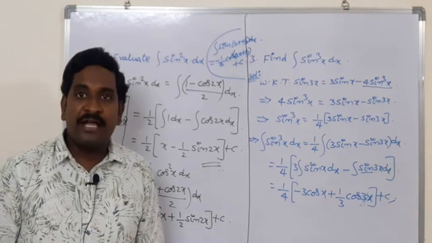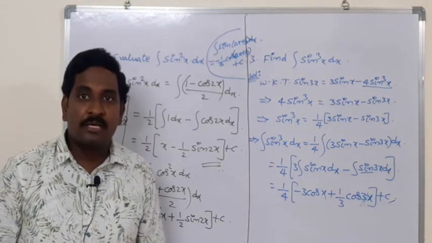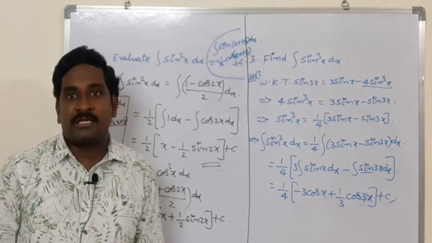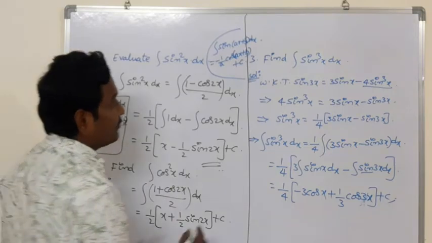Similarly, you can find integration of cos cube x, because you can obtain the cos cube x formula from cos 3x. Already you know that. What is the formula for cos 3x?